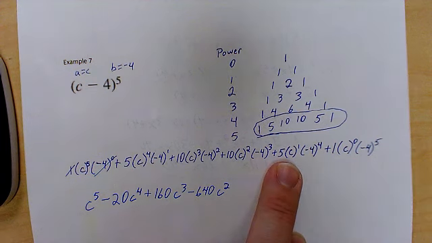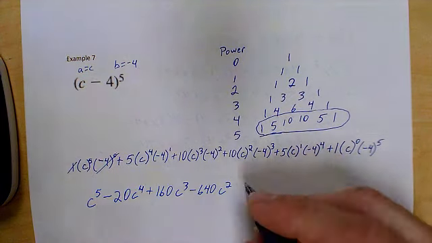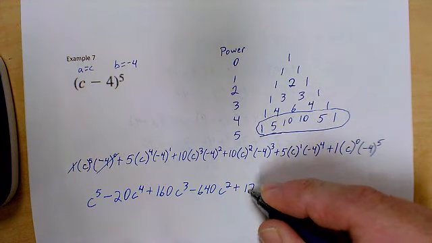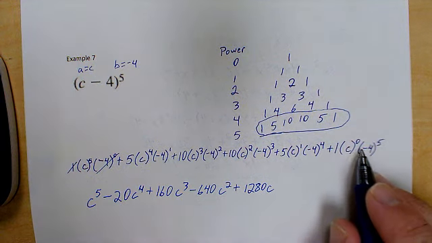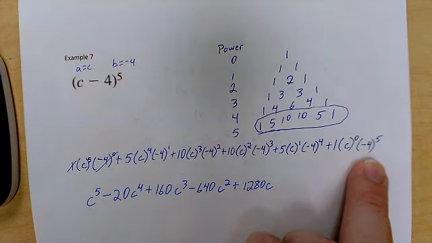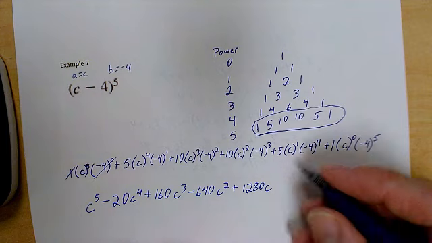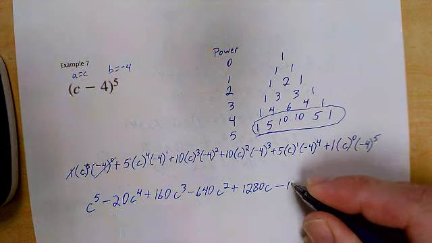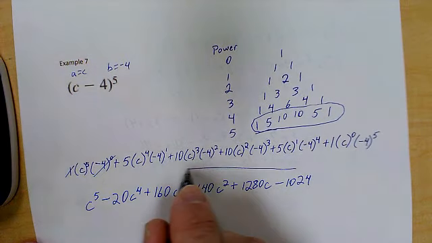-4 to the 4th power will be 256. 256 times 5 is 1,280. By the way, this will be positive. So positive 1,280. And C will be to the 1st power. And at the very end, -4 to the 5th power is 1,024, and it's negative, by the way, -1,024 times 1 is -1,024. C is to the 0, so you would not write it.